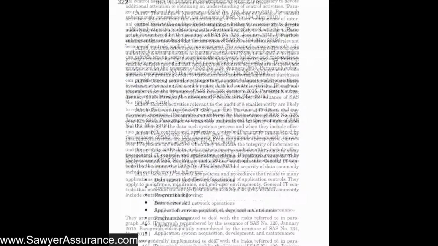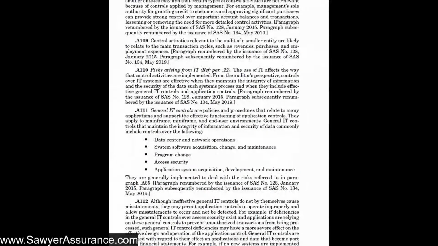And so next, as we remember, we were required to gain an understanding of the risk arising from IT and the general IT controls, and these are discussed now. First, it summarizes a little bit of our risk from IT and what constitutes effective controls. Controls over IT systems are effective when they maintain the integrity of information and the security of the data that such systems process, when they include effective general IT controls and application controls. Certainly if the data and information within the IT system does not have integrity, or there's a possibility of it being incorrect, then there's a risk that incorrect information is going into the financial statements. So we want to make sure that the general IT controls are solid.